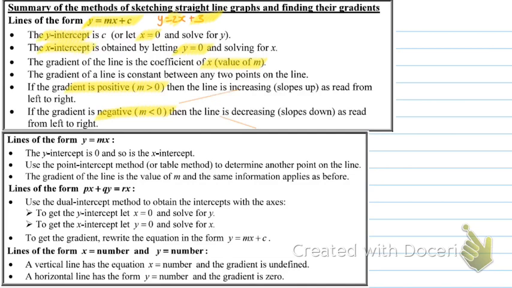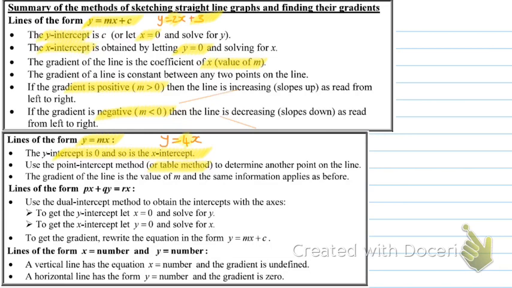Then when the line is in the form y is equal to mx, for instance y is equal to 4x, the y-intercept is 0. I can actually put a plus 0 there, but I don't write that. That plus 0 tells me that the y-intercept will be 0, and so will the x-intercept. So I cannot use the dual intercept method. I need to use the table method to draw that one. And the gradient is the m value.